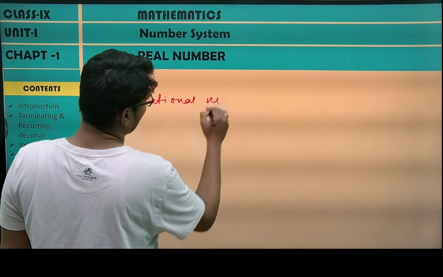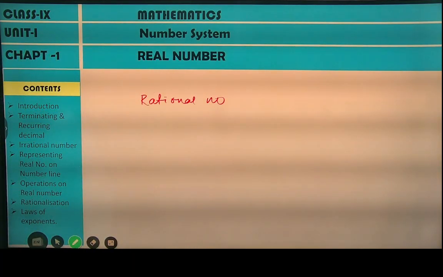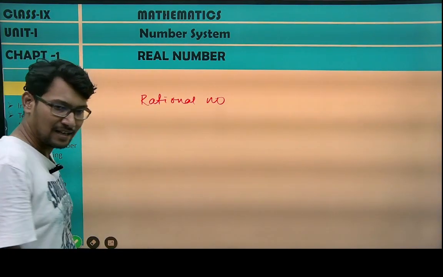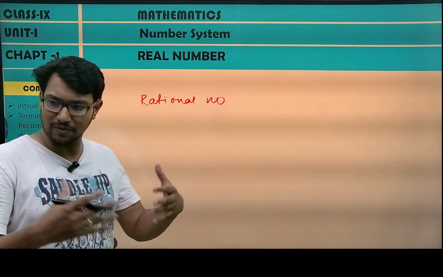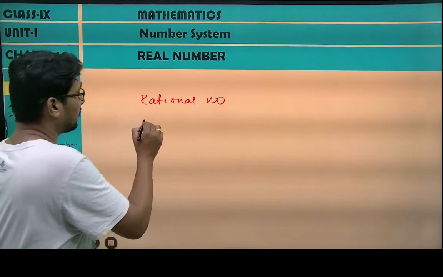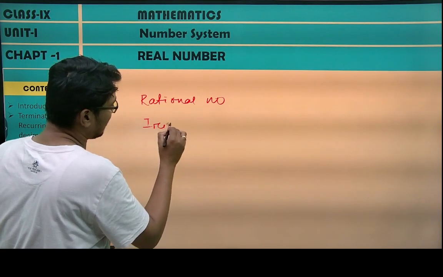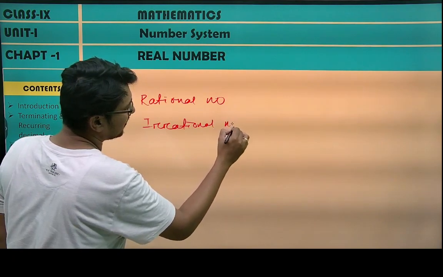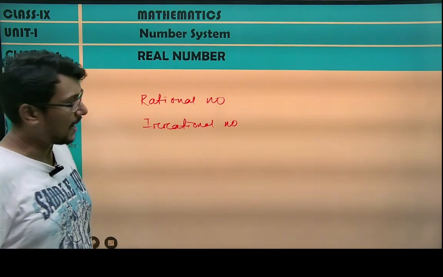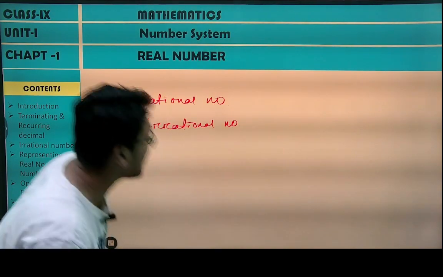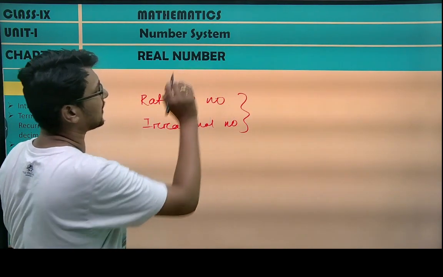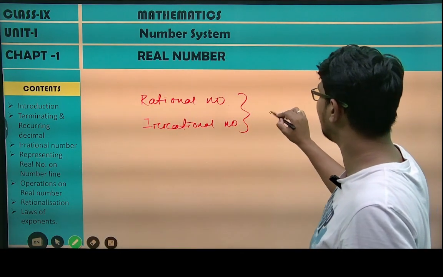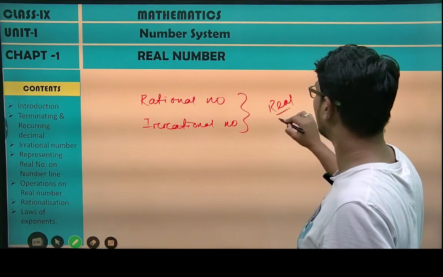Rational number in which class? Class 8. But in class 9 you are going to know some more information about rational number, as well as another number which is named as irrational number. These two are together known as what? Real number. Rational number and irrational number together known as which number? Real number. Are you clear?